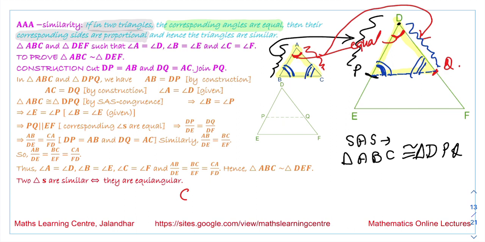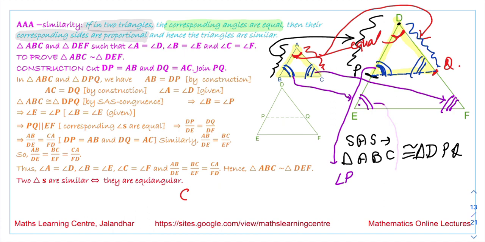Now from the question it is already given to us that this angle at B and angle at E are equal to each other. This angle at C and angle at F are equal to each other. So what we get is that angle at P and angle at E, these two angles are equal. Similarly, angle at Q and angle at F, these two angles are equal to each other.